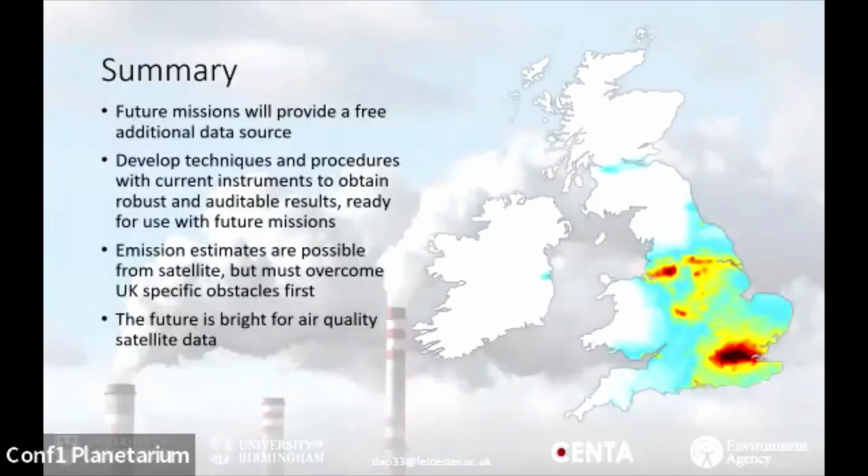So just to summarize, in collaboration with the Environment Agency, we're designing and testing robust and auditable processing techniques with current instruments, even if those instruments themselves are not directly relevant to air quality regulation or good enough quality, so that the Environment Agency has the capacity and understanding to use future missions once they're launched. We've shown how reasonable emission estimates are possible from satellite. We just have a number of obstacles to overcome in the UK first.